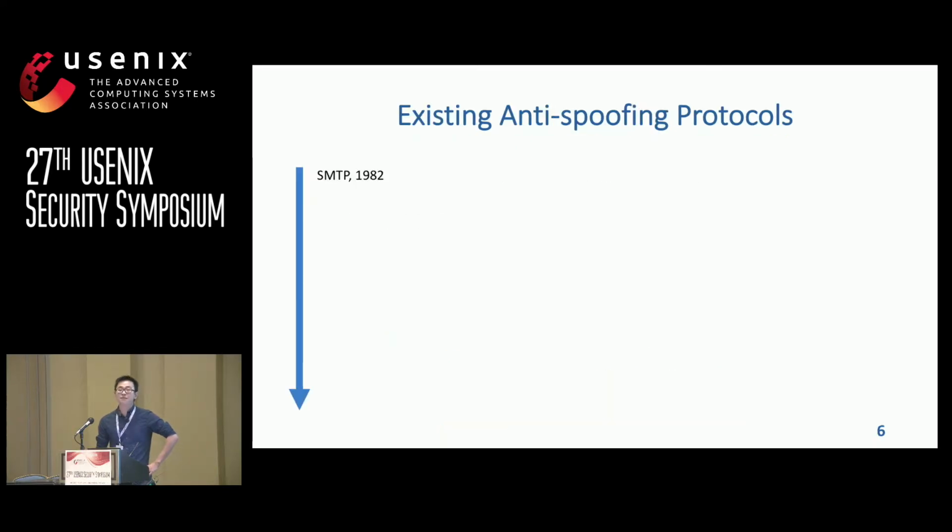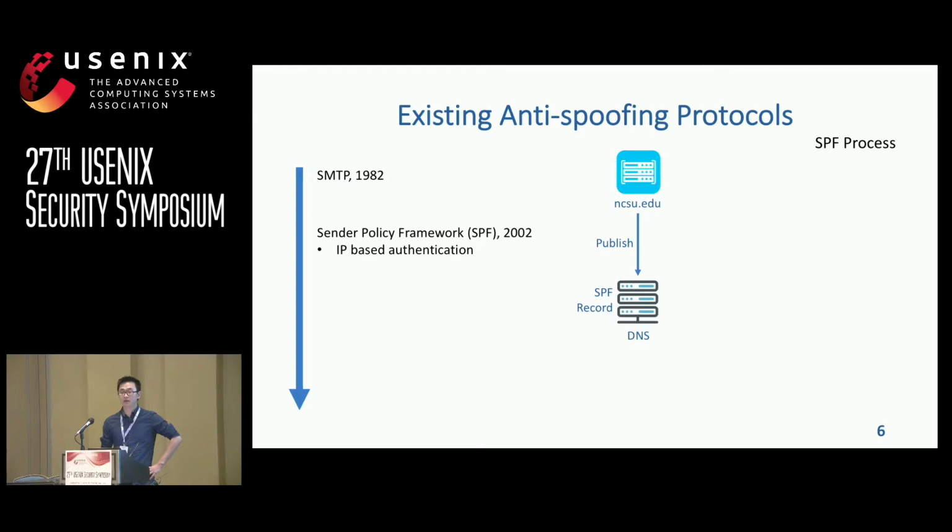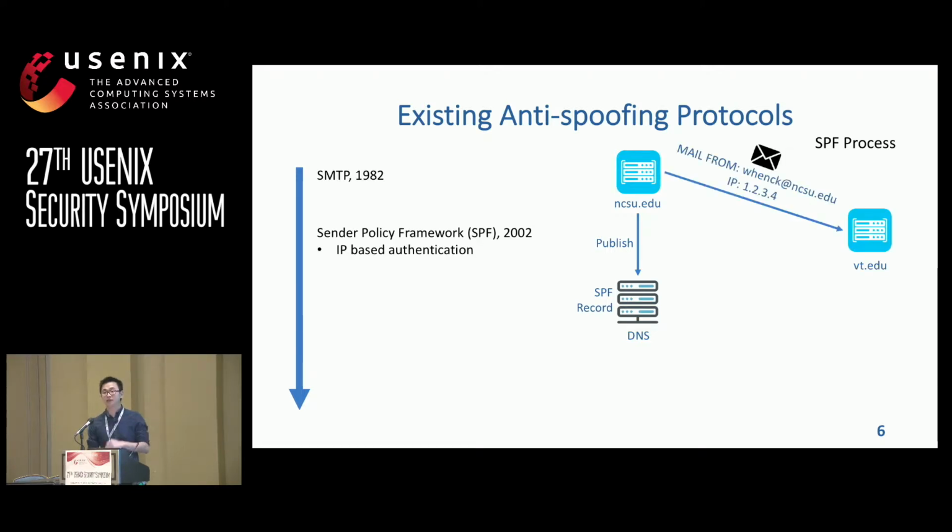After SMTP was widely used, anti-spoofing protocols appeared to try to solve this problem. The first one is called SPF. SPF is IP-based authentication, and here is how SPF works. NC State needs to first publish an SPF record to the DNS system. Then NC State sends the email to Virginia Tech, setting the MAIL FROM with William's address. Let's say the IP address here is 1.2.3.4. After receiving the email, Virginia Tech will query the DNS system, basically asking the question, is this IP address authorized? And the answer is yes in this scenario.